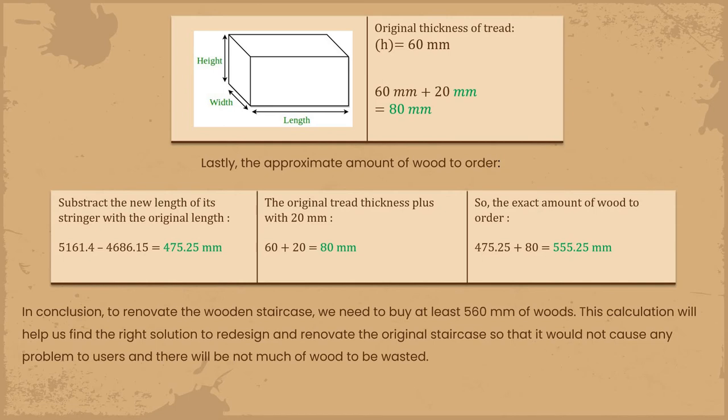First, we need to subtract the new length of each stringer with the original length, which is 5161.4 minus 4686.5 millimeter, equal to 475.25 millimeter. And to know the exact amount of wood to order, it is 475.25 millimeter plus 80 millimeter, which we get from the new thickness of the tread, equal to 555.25 millimeter. So in conclusion, for the turnaround of the wooden staircase, we need to buy at least 560 millimeter of wood.